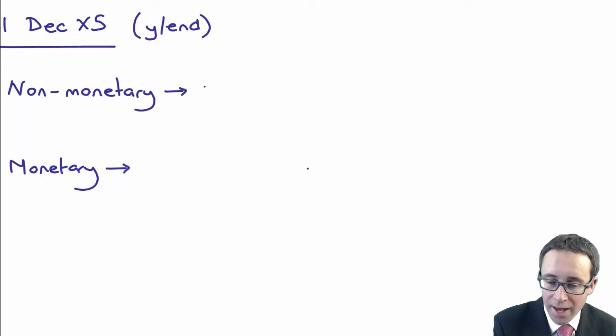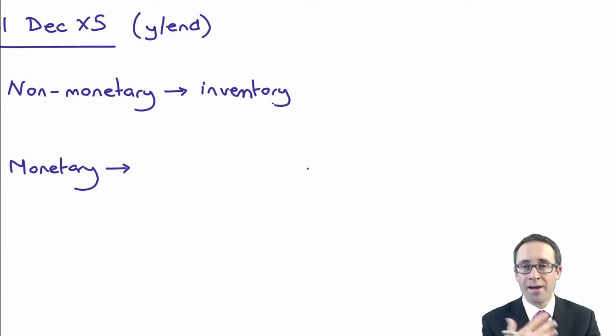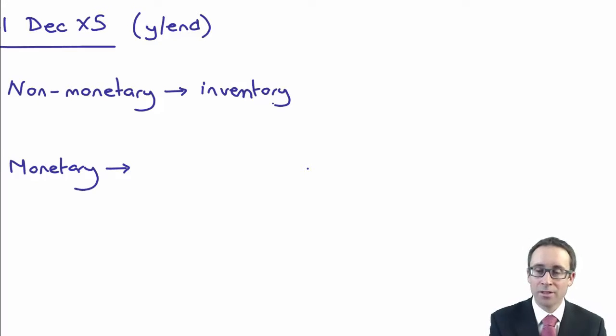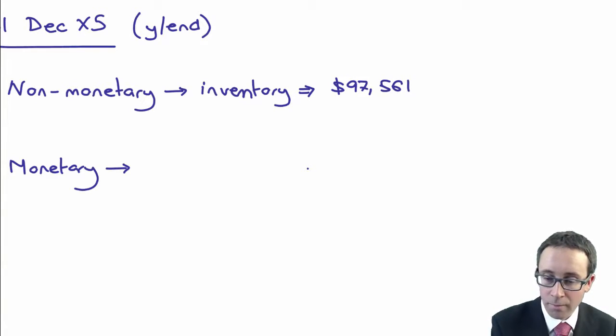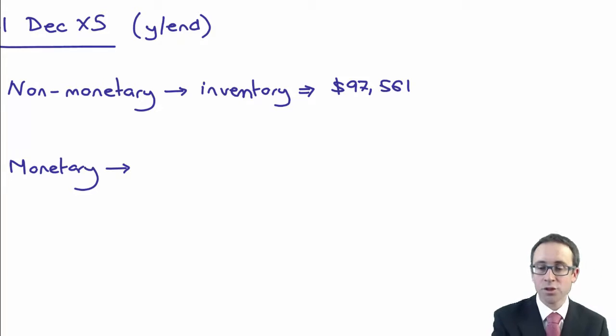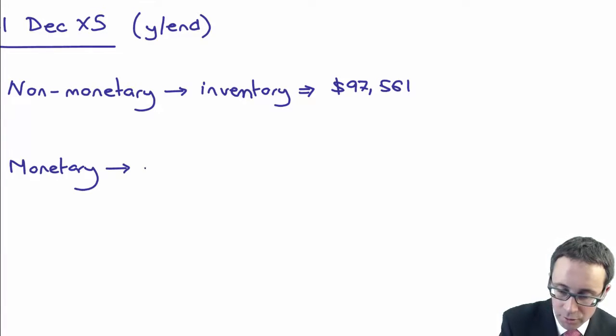So the non-monetary item that we have here is your inventory. So we made a purchase, didn't we? So we debited purchases. That then falls into your closing inventory at the end of the year. So your inventory, remember, we do not retranslate that there. So that will stay at the 97561. Okay. So we do not retranslate, do we?